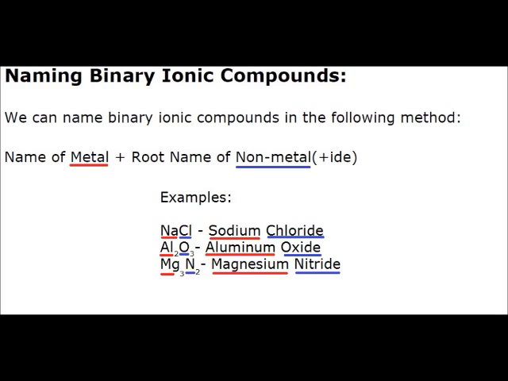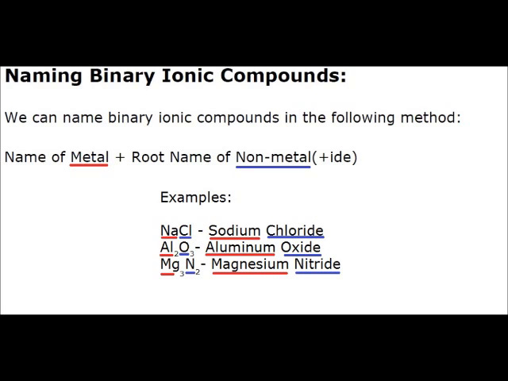The first one we see here is NaCl, and NaCl is named sodium chloride. Notice that sodium maintains its name, while chlorine drops the -ine and becomes -ide. So sodium chloride, we're adding that -ide. The next one we have is aluminum oxide. Again, the metal maintains its original name, aluminum, and the oxygen becomes oxide. So we're dropping the -gen part and adding the -ide to the ox. So aluminum oxide.